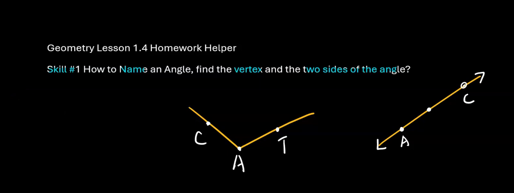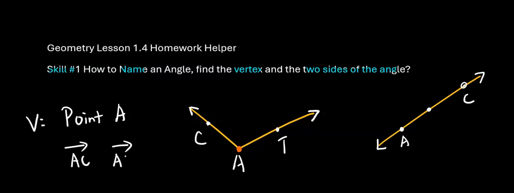Okay, I assume that you have tried or attempted to solve this. I'm gonna make this angle better by adding this arrow because the definition of angle is the vertex. Vertex is the endpoint. Point A is the vertex. Two sides are rays. So I have ray AC and ray AT.